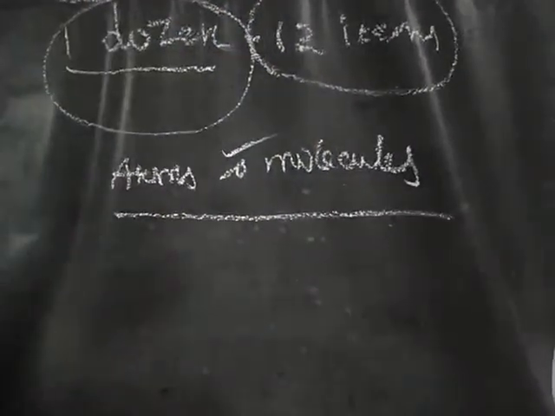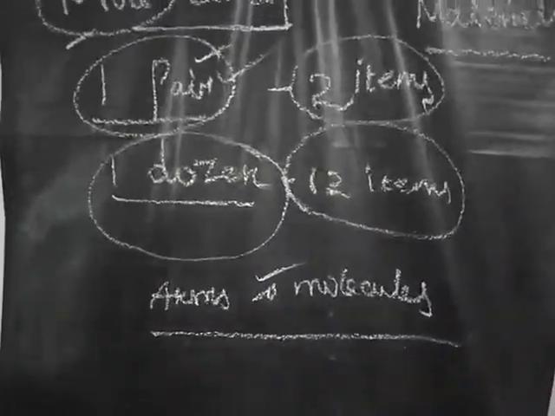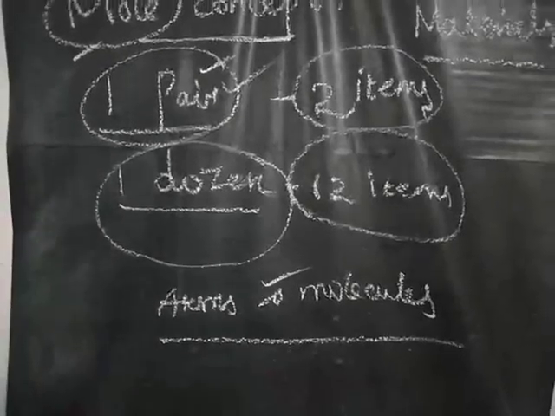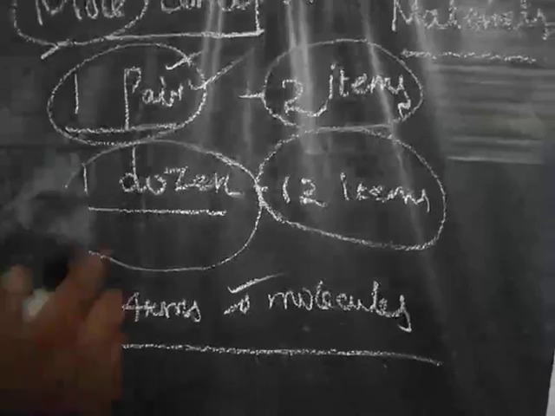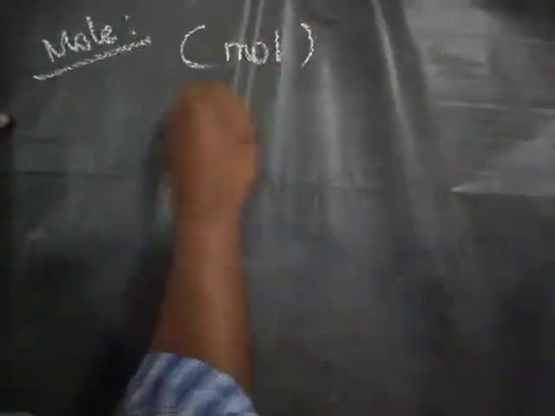So mole is nothing but what? In chemistry, we measure atoms and molecules in terms of moles. So what is the definition of mole? We have already learned the SI system. In the SI system, the amount of substance is expressed in mole. The short form in the SI system is mol. So what is the definition of mole?